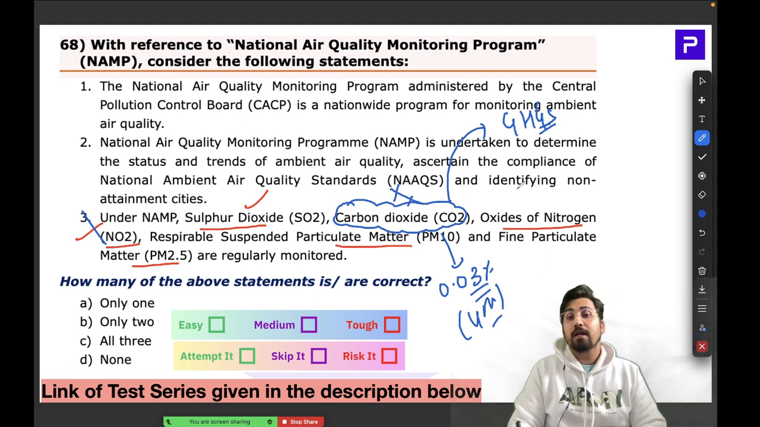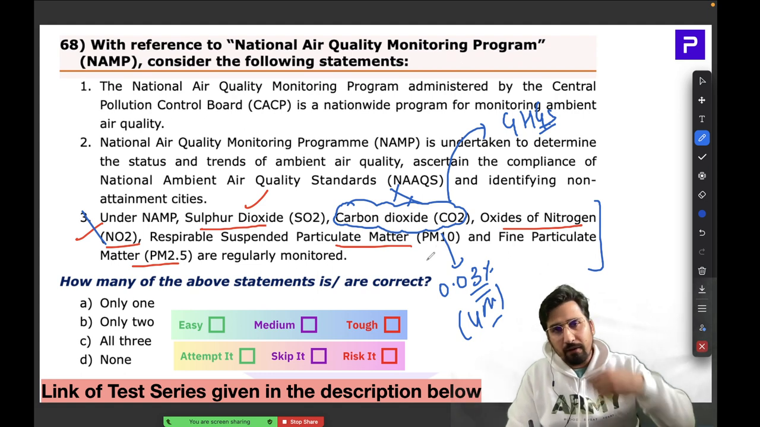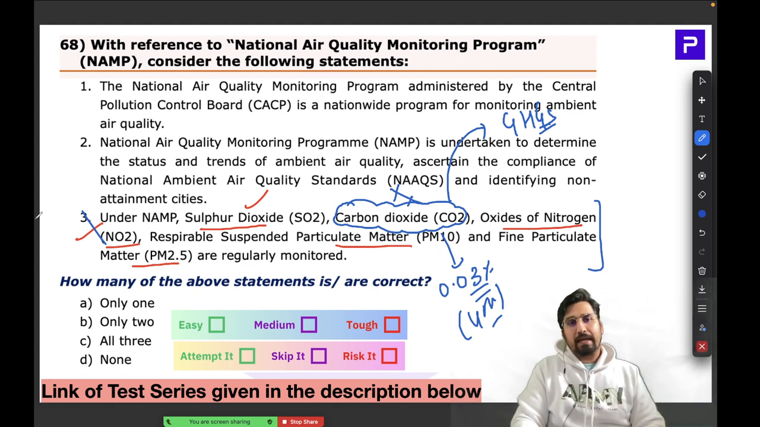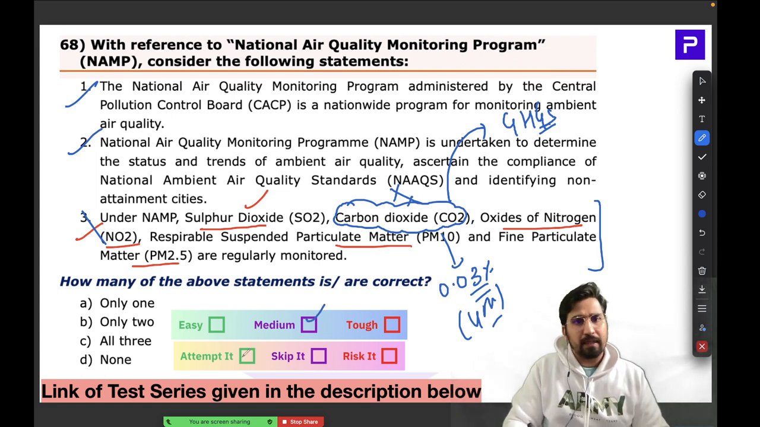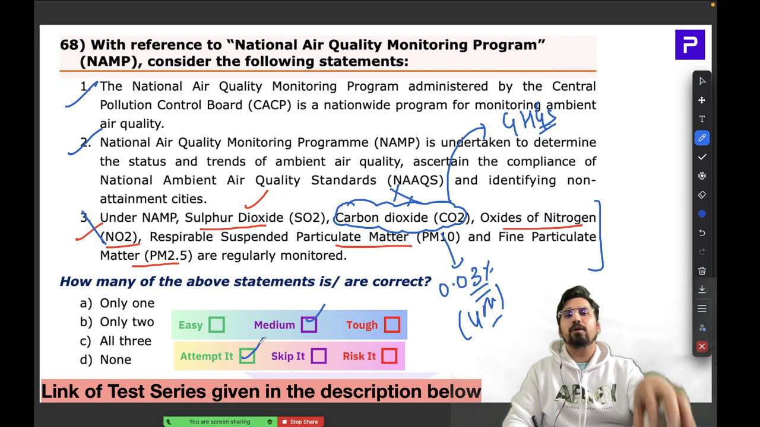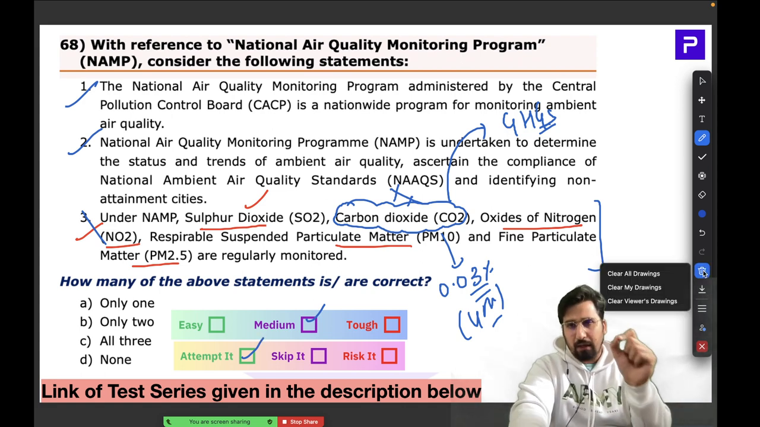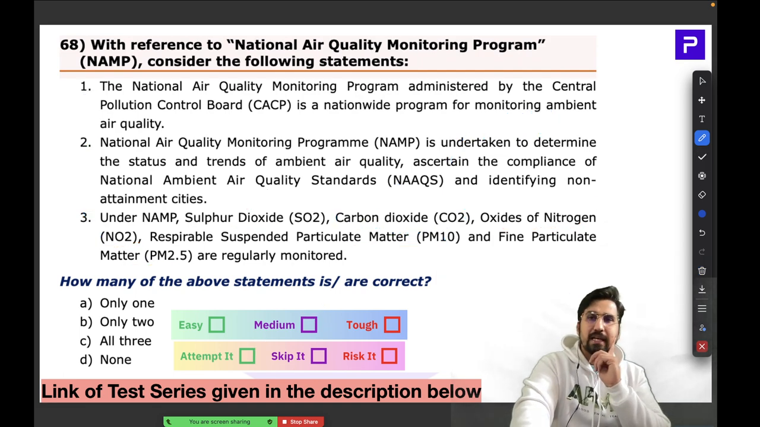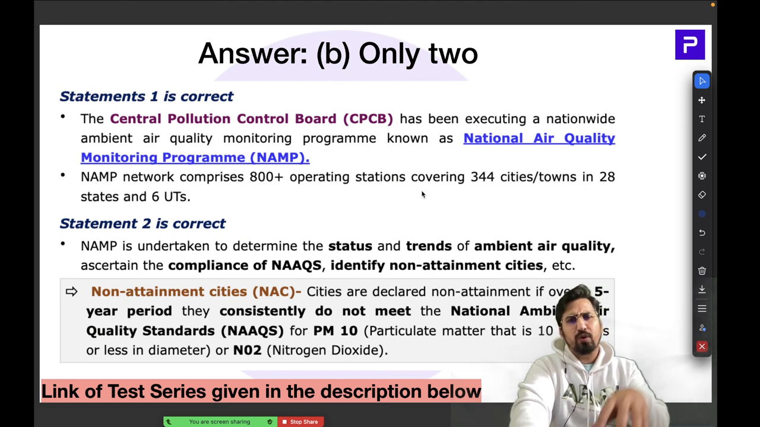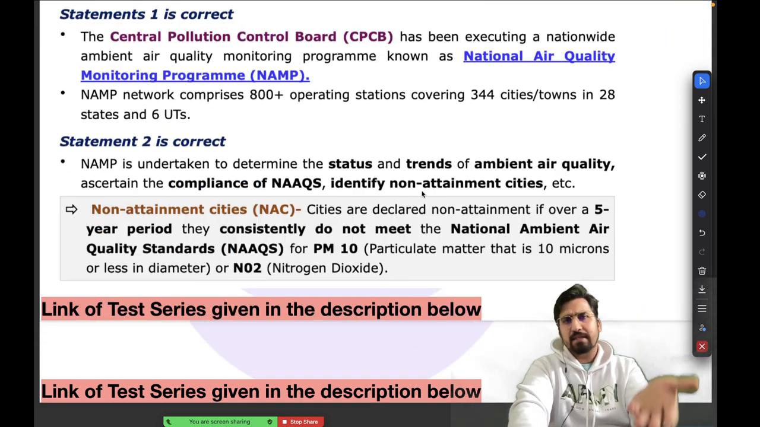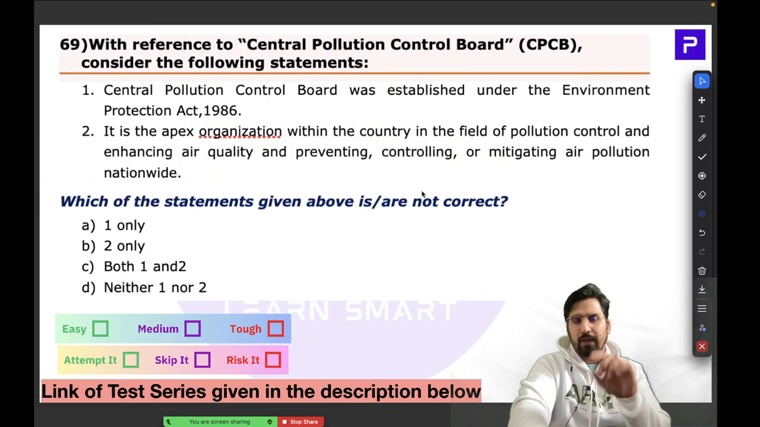But for that matter, you have to be very careful while you are reading these statements. So even without knowing the information, I can still solve this question with a bit of common sense. It was a medium question, but I would definitely attempt it because I know the basics. I can simply understand and make sense with a little bit of presence of mind. So the answer in this case has to be B, 2 only. If you want to talk more about the standards, it is there in your PDF. You can simply read them out. CO2 is not considered as a pollutant in this regard.